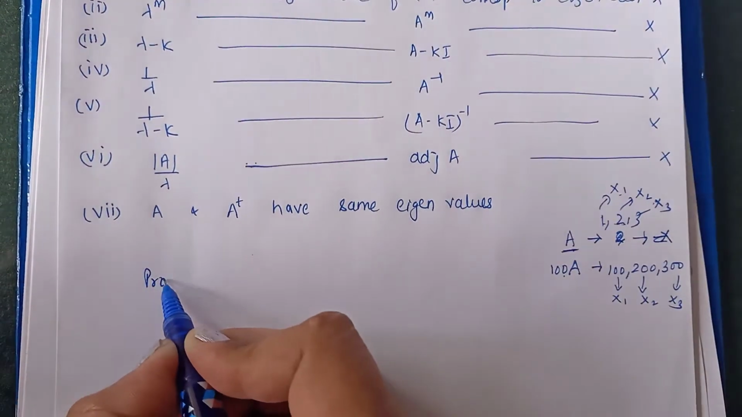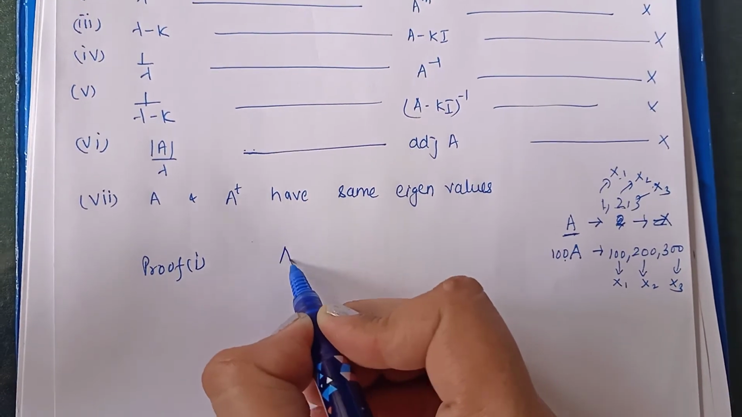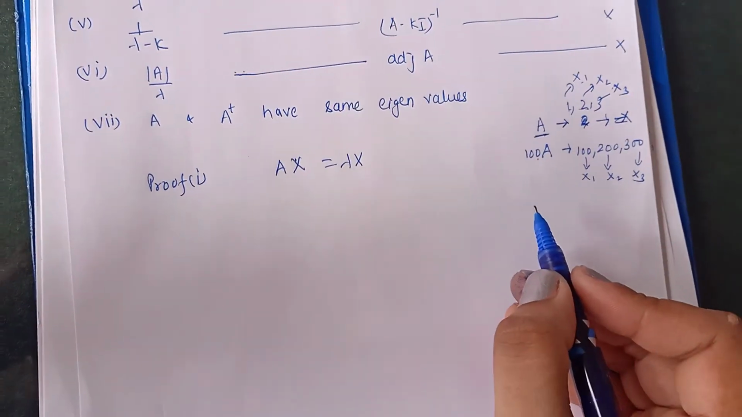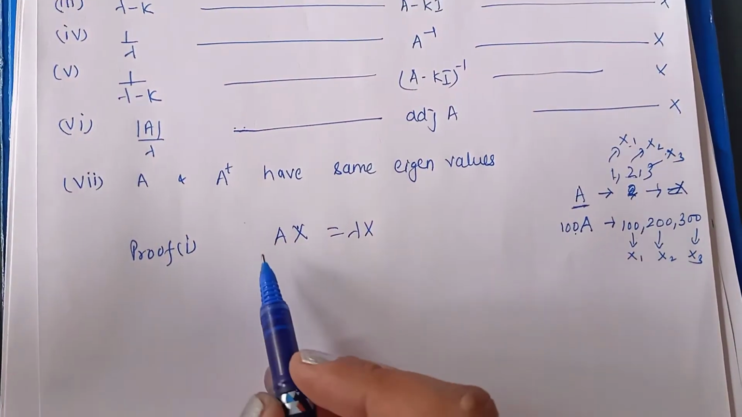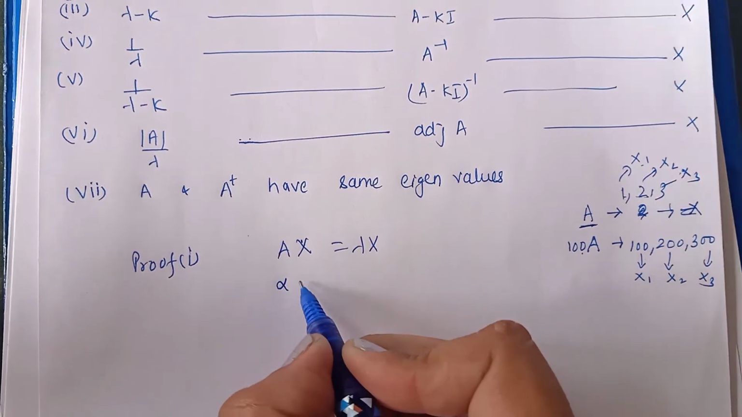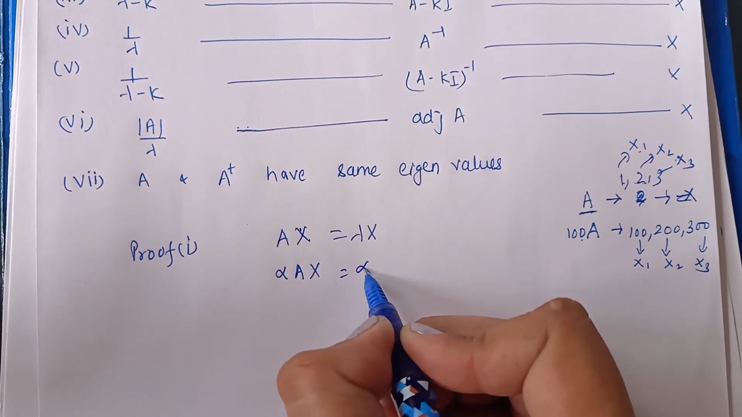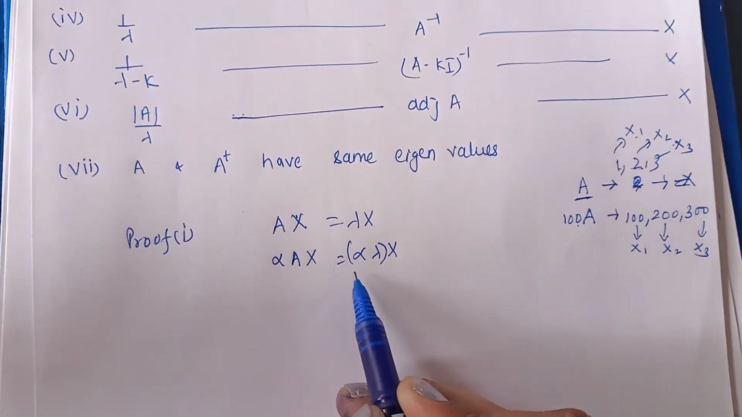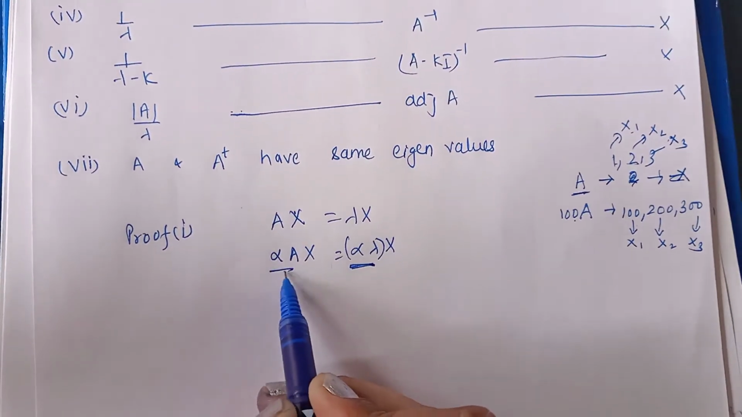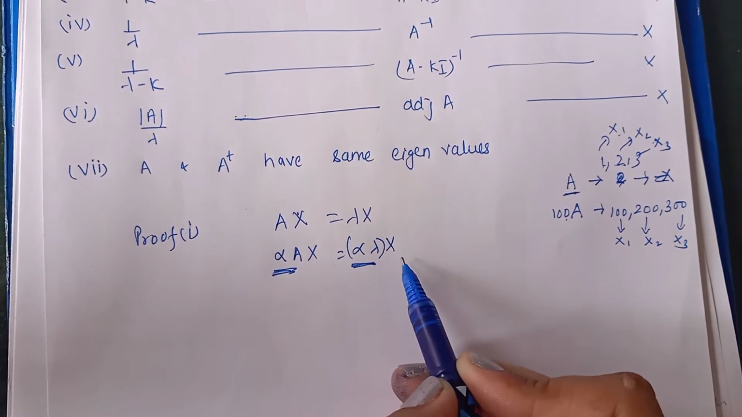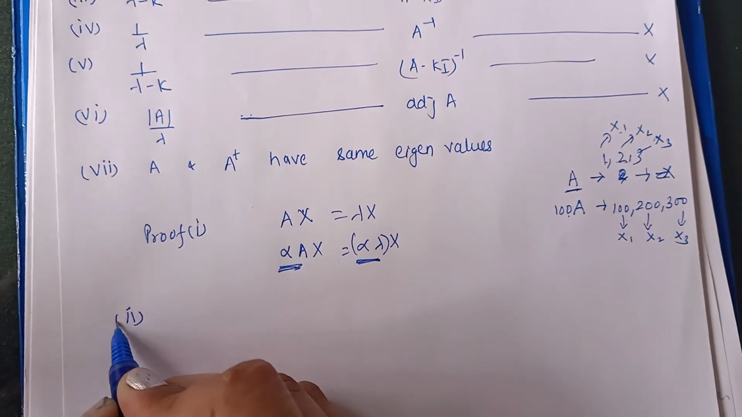So in order to prove this property, we are given that lambda is an eigenvalue of A. I will write as per the definition of eigenvalue: Ax is equal to lambda x. Now we have to multiply our matrix with alpha. So multiplying both sides with alpha, we will obtain alpha A x equals alpha lambda x. So what does this imply? It implies that alpha lambda is an eigenvalue of alpha A corresponding to eigenvector x. So this is a proof of the first identity.